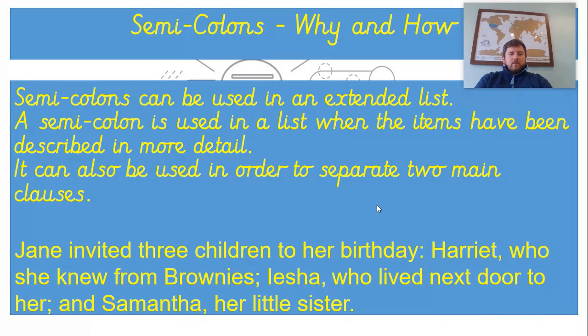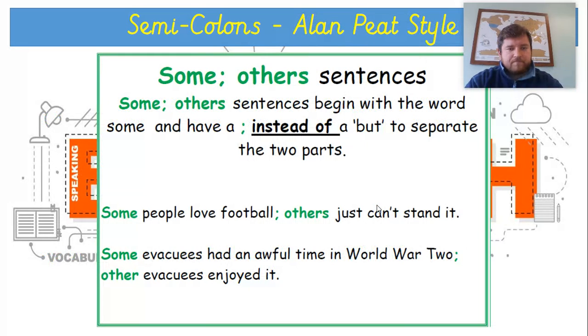So semicolons can be used in an extended list. And this is used when the items have been described in more detail. It can also be used in order to separate two main clauses. Jane invited 3 children to her birthday: Harriet, who she knew from brownies; Aisha, who lived next door to her friend; and Samantha, her little sister. We're introducing the list with a colon. The semicolons break it up because we've given more detail than simply Harriet, Aisha, and Samantha.